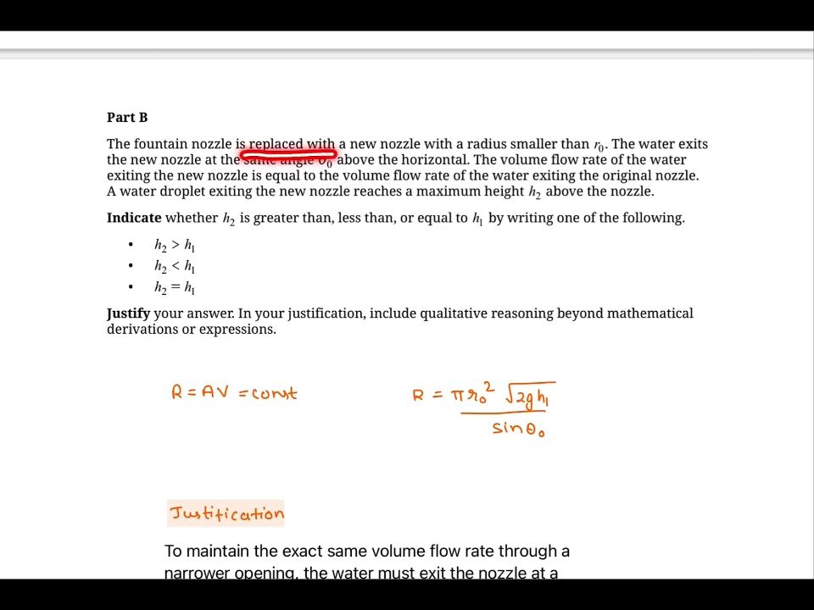The fountain nozzle is replaced by new nozzle with radius smaller than r naught. The water exits the nozzle at same angle theta naught above the horizontal. So they are saying that theta naught is not changing. However, radius of that nozzle has been reduced. So now we have to compare maximum height, which is h2 in this case, with the maximum height of previous case, which was h1.